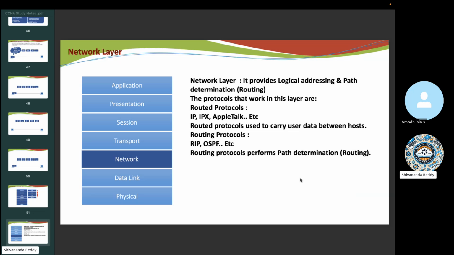That means the main purpose of routing is finding the best path. Remember, what is the significance of this? What is the use of this network layer? What is the use case of routing? It is going to determine the best route.